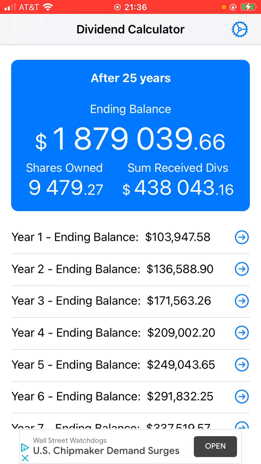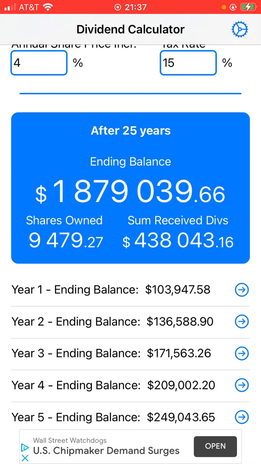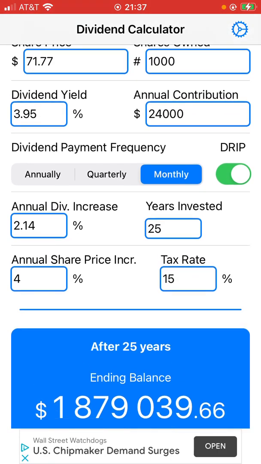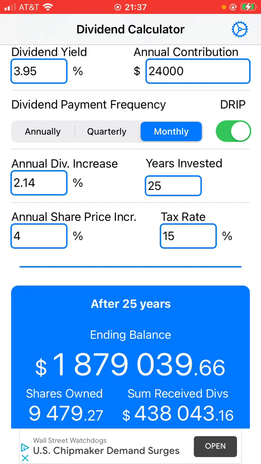1.9 million, about almost 9,500 shares, almost 10,000 shares, and then some received in dividends. You will receive over $438,000 in dividends, almost $500,000 in dividends, by just investing $24,000 a year or $2,000 a month. It's amazing. It's amazing. This is stuff they don't teach you in school.